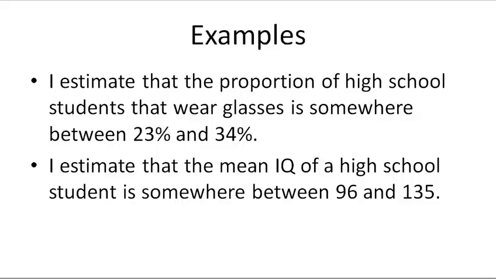So here's a couple examples I came up with. I estimate the proportion of high school students that wear glasses is somewhere between 23% and 34%. Or I estimate that the mean IQ of a high school student is somewhere between 96 and 135. Again, I don't know the true proportion of high school kids that wear glasses. I don't know the true average, or the mean IQ. These are just confidence intervals that we've learned about that give us an estimation of what that truth could be. And that's what inferring is all about.